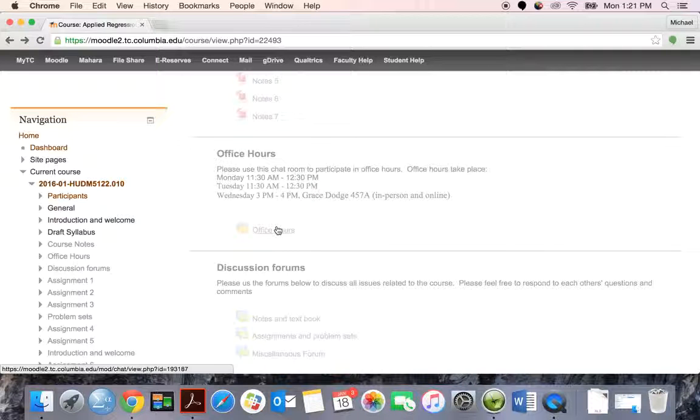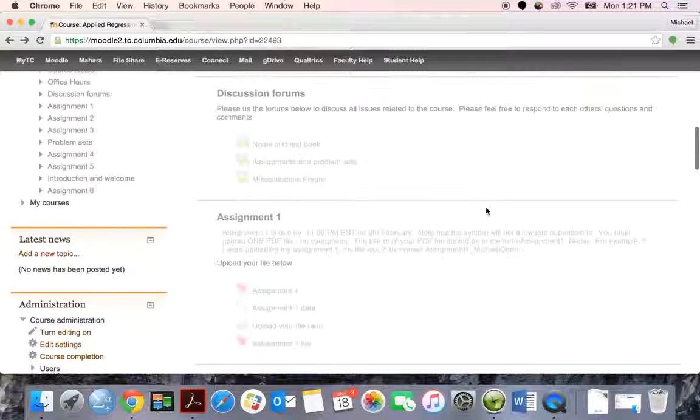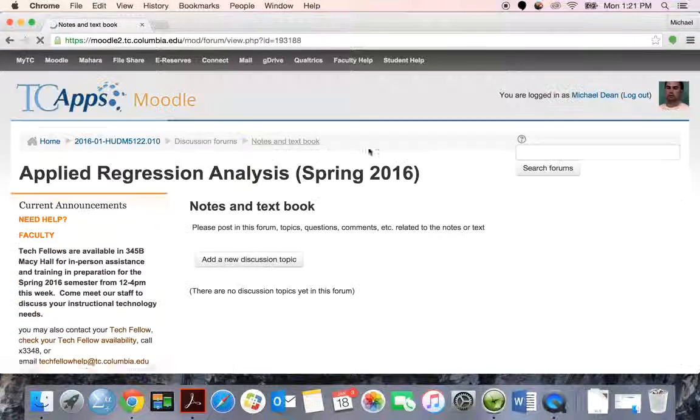You just log in, and either Lauren or myself will be there. I'll be there on Mondays. These dates may be changed, so they probably won't appear to you yet until we have them set in stone. Here are the discussion forums. These are really important. So there are forums for the notes in the textbook.